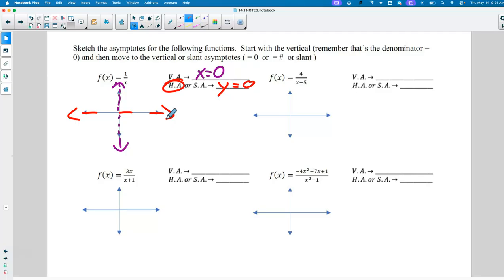Okay, next one. What is my restriction? 5. So x equals 5. And I go my line at 5, somewhere like right over here. Boom. What is the case that I have? Small over big, big over small, same. Small over big, so it is y equals 0.